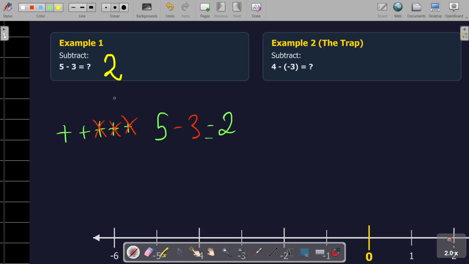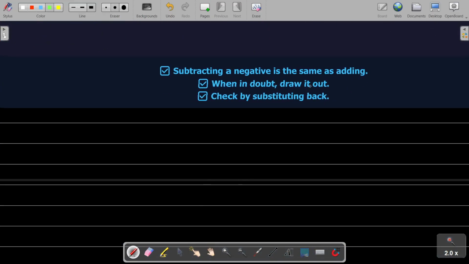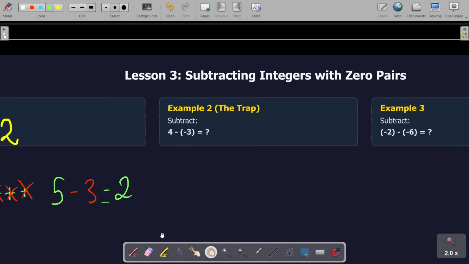Now is the big example. This is the trap. The big one. 4 minus negative 3. Oh, scary. This is where students panic. I used to panic at this, but again, we have this very nice rule here. This is going to be used so many times: when in doubt, draw it out. When in doubt, draw it out. We're going to start at 4 positive counters.